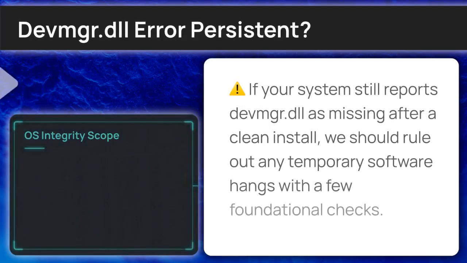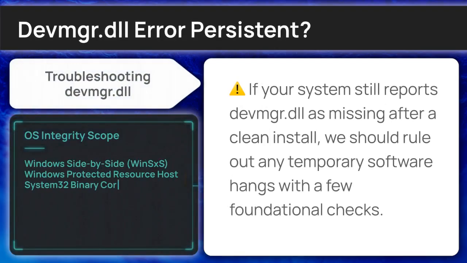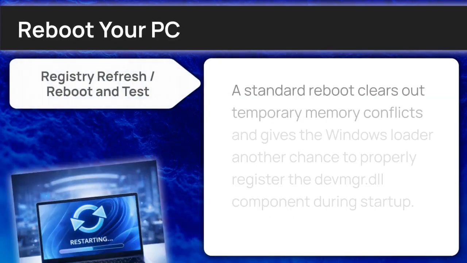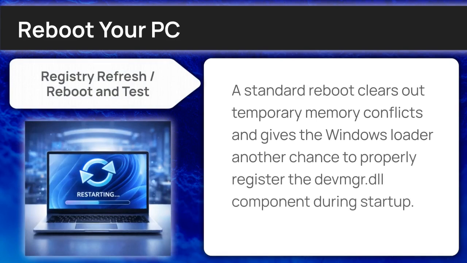When a fresh installer fails to clear the error, it typically points toward a deeper conflict within the Windows execution layer. A system reboot is a reliable way to clear away zombie processes that might be interfering with Device Manager Library. It's a low-impact step that ensures your operating system is starting with a synchronized environment.